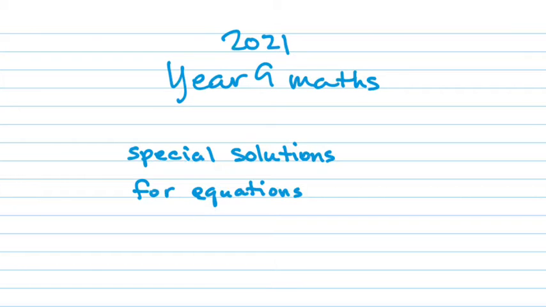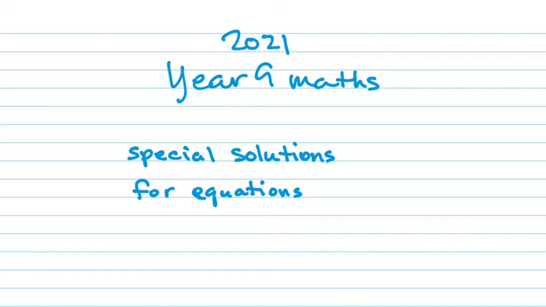Okay, so today what we're going to do is look at some special solutions for equations. Now notice that I didn't put special solutions for linear equations, because this could happen to you for any equation. Okay? All right. There are only two cases that you have to worry about, and they're very straightforward, very easy to recognize.